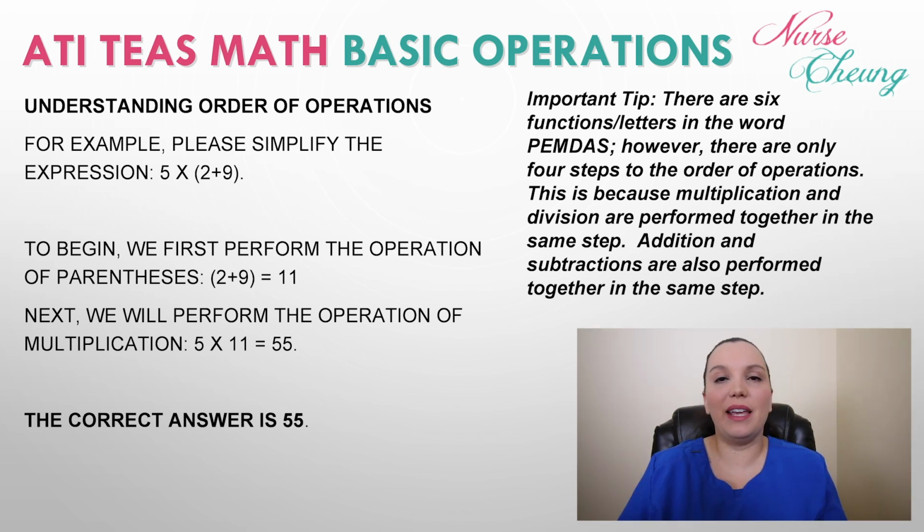So now that we've seen a basic order of operations expression, here is another important tip for you to understand. Even though there are 6 letters in the word PEMDAS, there are only 4 steps in the order of operations. This is because multiplication and division are performed together at the same time, and addition and subtraction are also performed together at the same time. Let's take a look at an example of that.